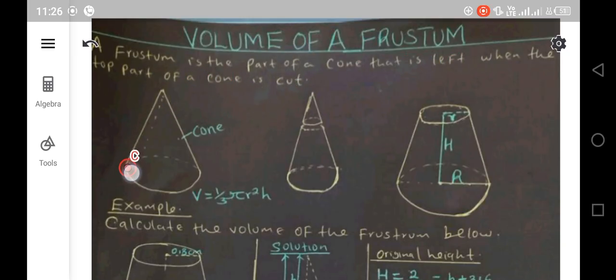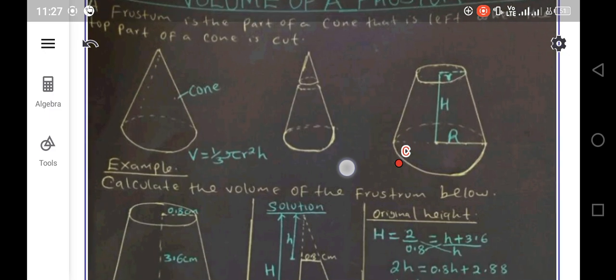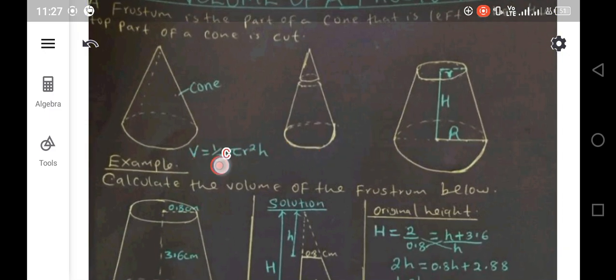Now, in this particular figure, you can see it's a cone. In this second figure, we have the original cone, but we have cut the top part of it. Whenever we cut the top part of a cone, we have what we call a frustum. A frustum has the bigger radius, the small radius, and then this particular height. The volume of a frustum is equal to a third pi r squared h.